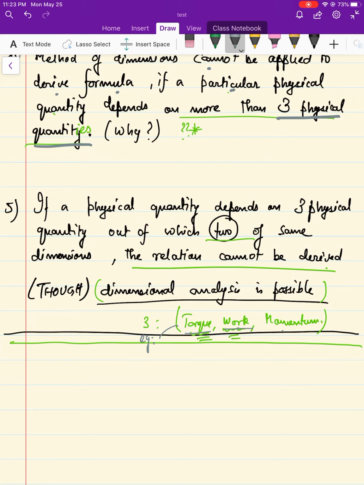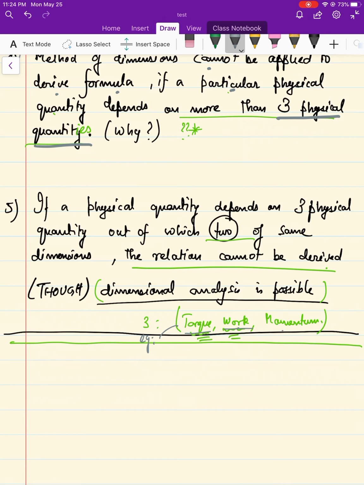Once again, I'll encourage you to work this out, because this is something which is a bit intuitive. And if you solve the linear system of equations, and it is very simple, you'll see that you will have a problem in assigning the exponents to these physical quantities.